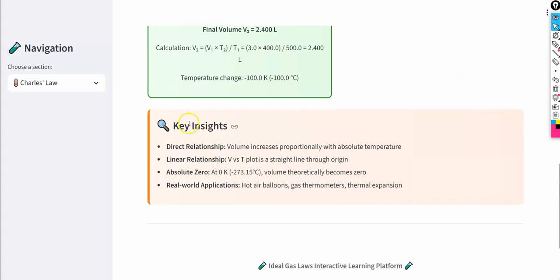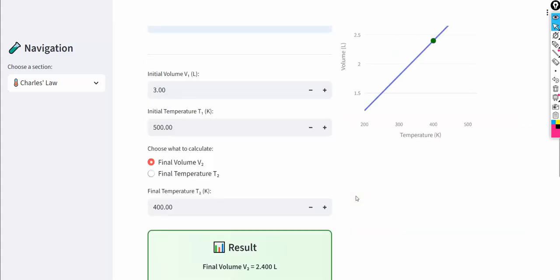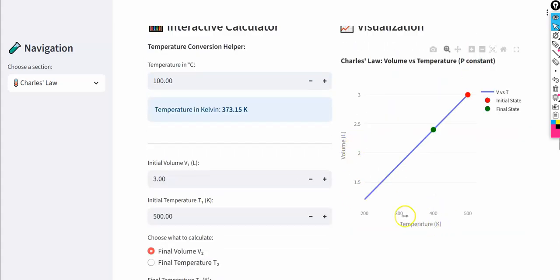Now here are the key insights. A direct relationship: volume increases proportionally with absolute temperature. A linear relationship: the volume versus temperature plot is a straight line through the origin. Absolute zero: at 0 Kelvin, volume theoretically becomes zero. Real-world applications: hot air balloon, gas thermometer and thermal expansion. And you can see the plot, volume versus temperature. This is the linear plot, where this is the final state and this is the initial state. Through this interactive calculator you will see many things. If you change here, suppose to 6, you can see that the graph will also change.